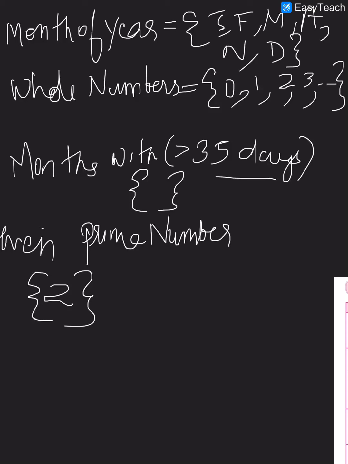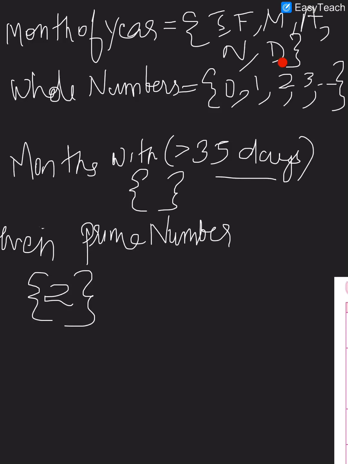Now you can see that the first set, months of the year, has 12 elements: January, February, and so on. Whole numbers: you don't know how many numbers there are, so it goes till infinity, 0, 1, 2, 3, infinity. And months with days greater than 35 days doesn't have any elements, since all months have at most 31 days, not more than that. So this set doesn't have any element. And for even prime numbers, only one is there, that is 2.